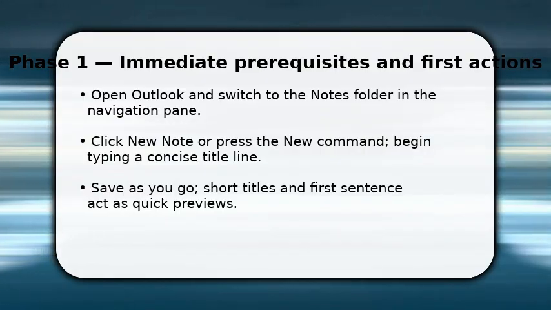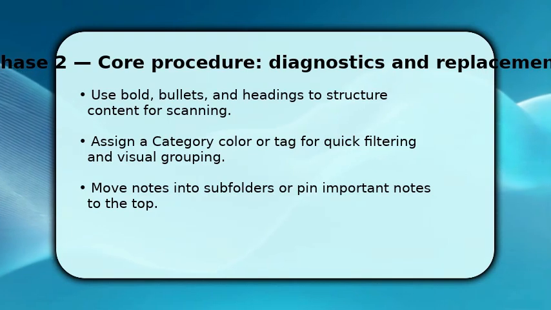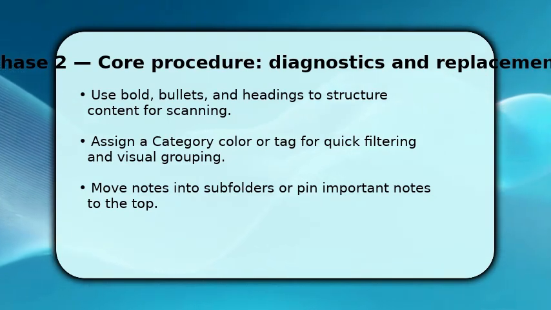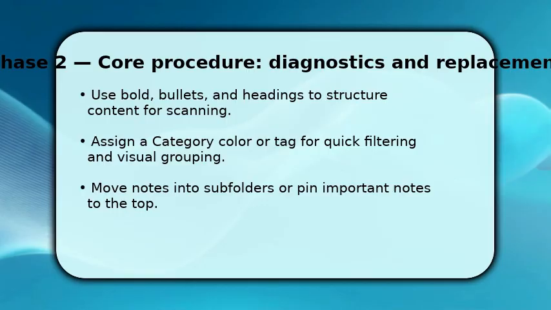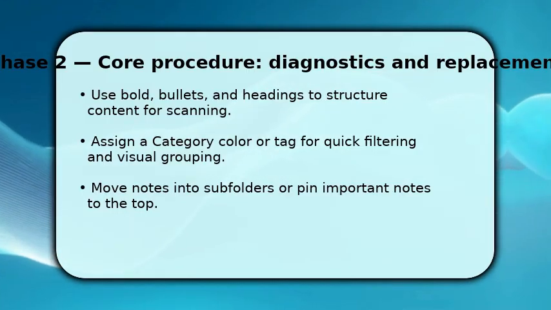Apply bold or bullets to create scannable sections, and add short headings for key items. Once formatted, assign a category color to make related notes appear together in filters. This saves time when you have many entries.